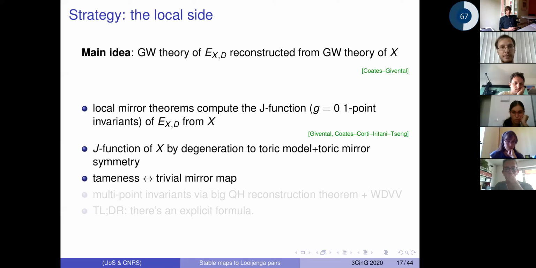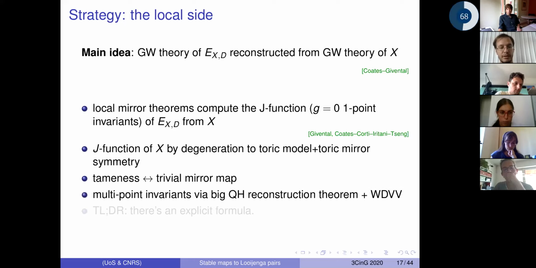Now, the relevance of tameness in this context, so I just recall that tame meant that D has more than two irreducible components, or each irreducible component has positive self-intersection, is reflected in the fact that for these cases, and precisely for these cases, the mirror map is trivial. And this would solve the calculation of invariants for only 1 point. Multi-point invariants can be reconstructed by some result allowing to derive the big J function from the small one and using WDVV.